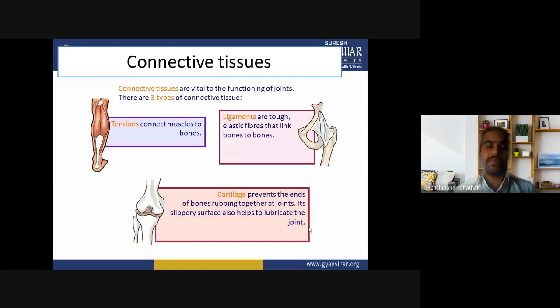And the cartilage prevents the ends of bones from rubbing together at joints, and its slippery surface also helps to lubricate the joint. So that is the function of the tendons, ligaments, and cartilage.